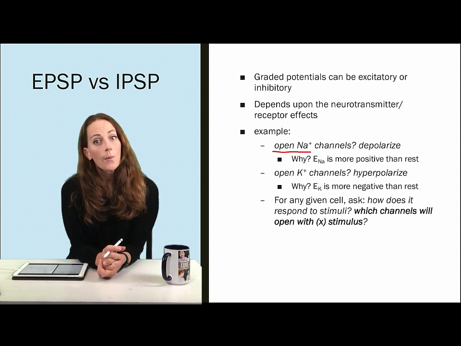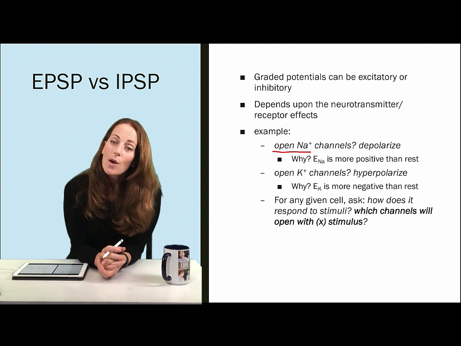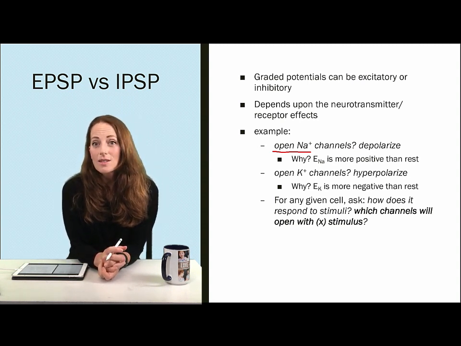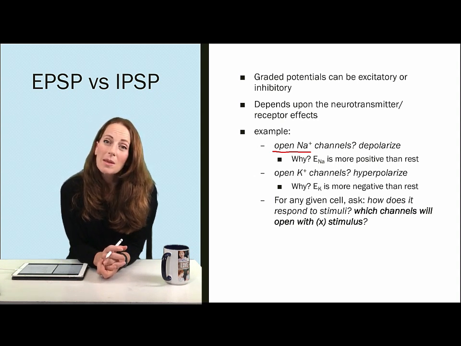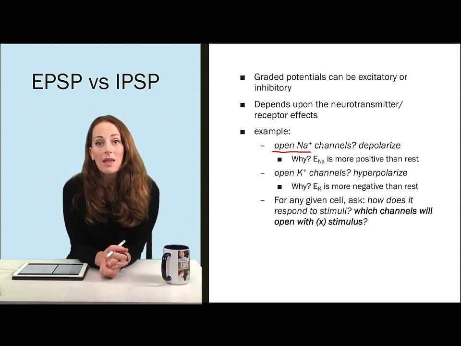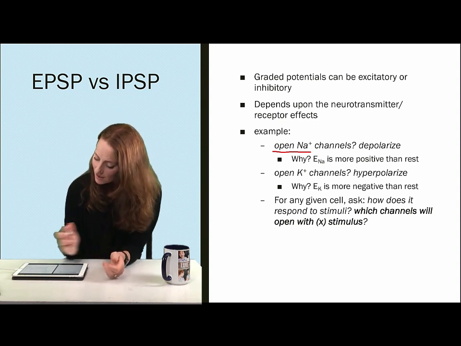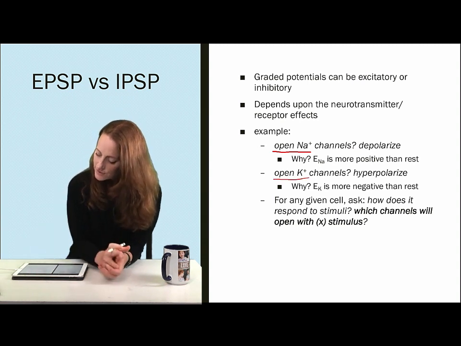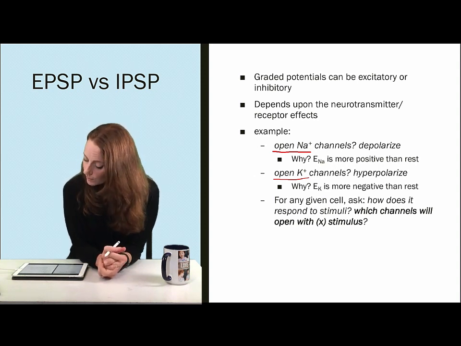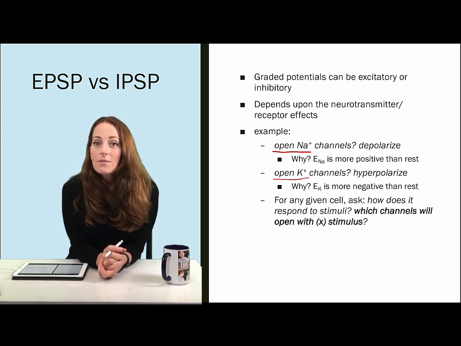What would happen if instead the particular combination opens potassium channels? Well, as we've just learned based on the Nernst potential, potassium permeability causes a hyperpolarization of the membrane. That would be an inhibitory or a more negative stimulus to the cell. So for any given cell, if we're looking at a graded potential, what we want to ask is, how does it respond to this stimulus?